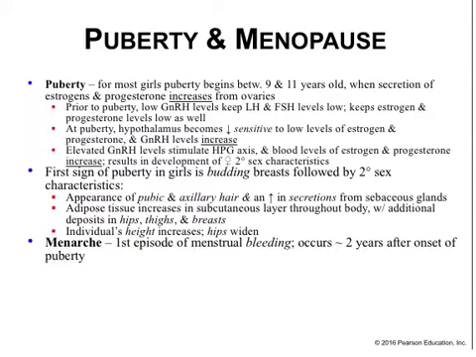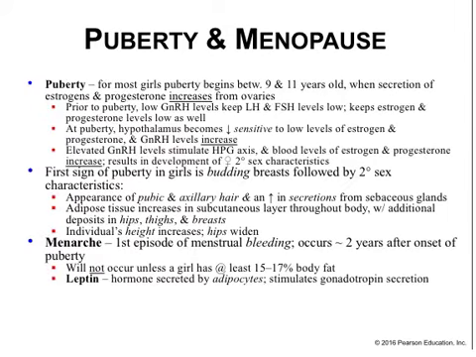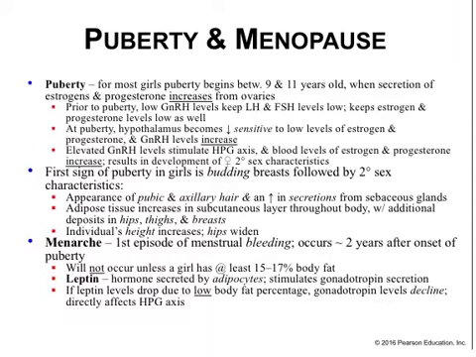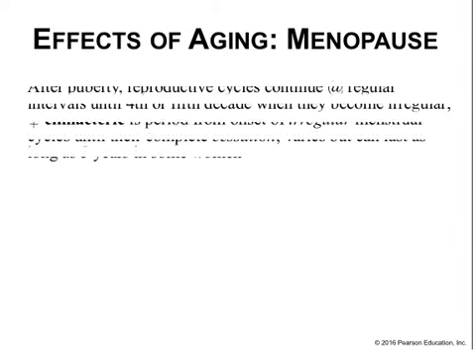Menarche will occur at some point. This is the first episode of menstrual bleeding and occurs about 2 years after the onset of puberty. It won't occur unless a girl has at least 17% body fat. Leptin, a hormone made by adipocytes, stimulates gonadotropin secretion, and if leptin levels drop due to low body fat percentage, gonadotropin levels will drop, and this affects the HPG function.